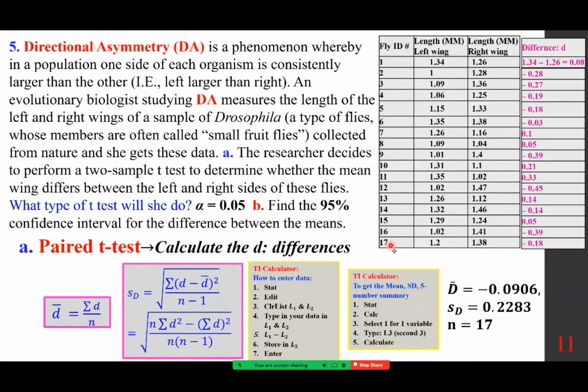N is 17. And on purpose, I use uppercase D here, lowercase d here. It doesn't matter. In some texts, they use lowercase d. In some texts, they use uppercase. And I want you to see that it is the same, everybody. Okay, so just in case you come across it. All right.